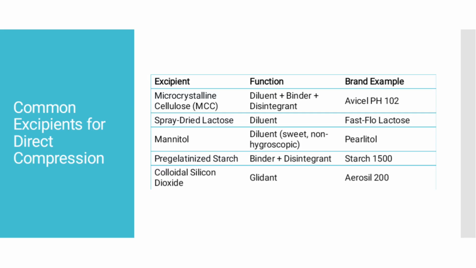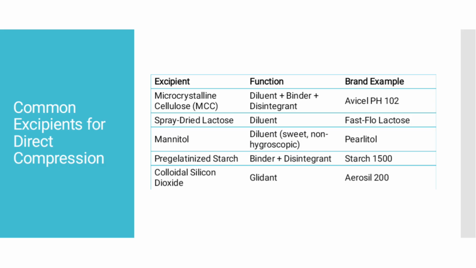Starting with the first slide, that is common excipients which are used for direct compression. So students, you are aware that direct compression requires excipients with good flow and compressibility, right? So common excipients are, first one, microcrystalline cellulose, which acts as a diluent, binder as well as disintegrant. Example is Avicel pH 102.